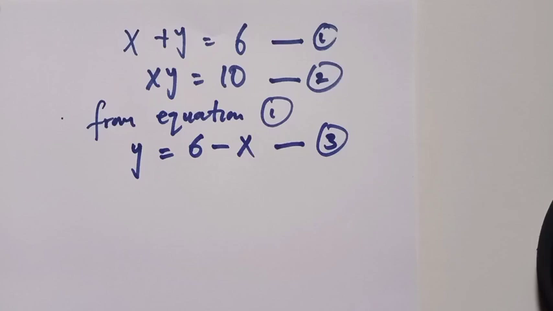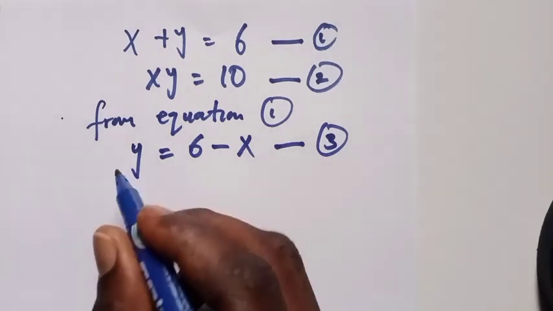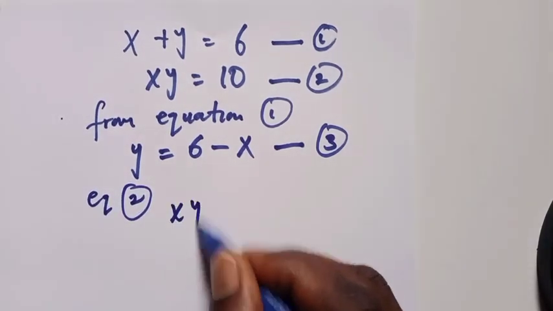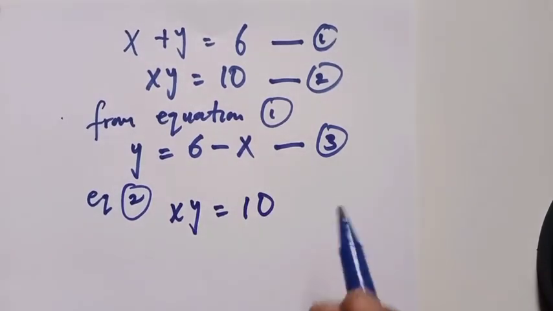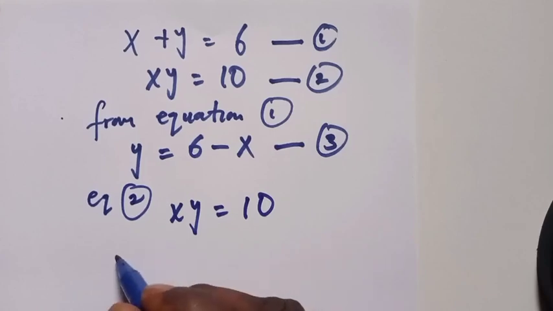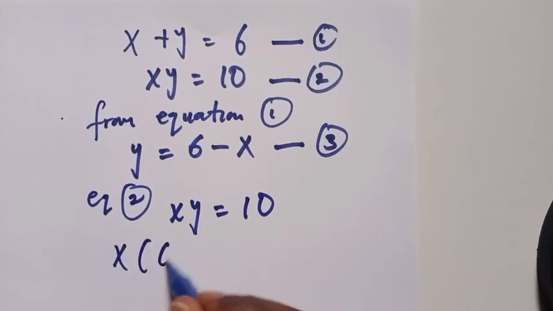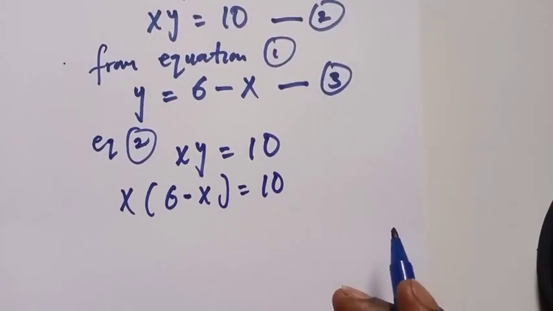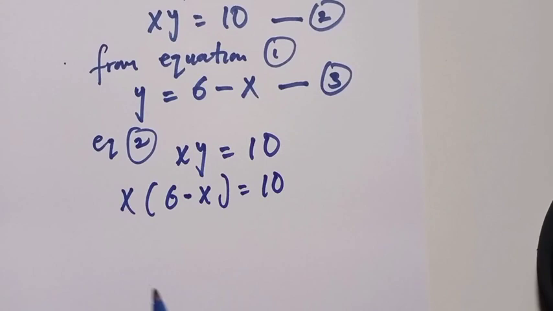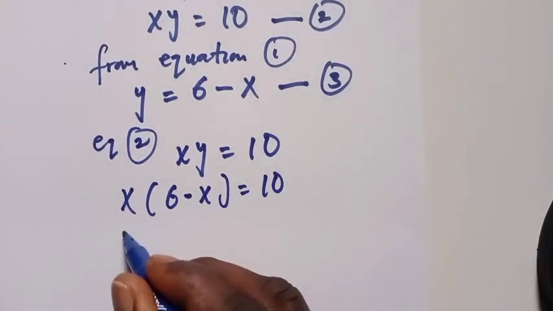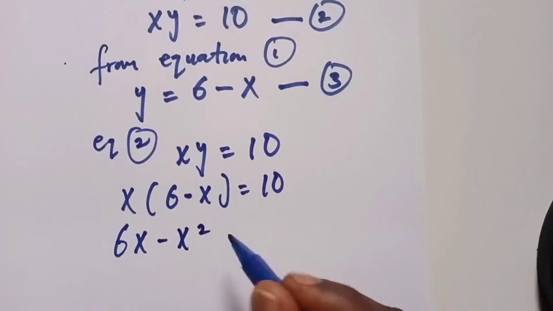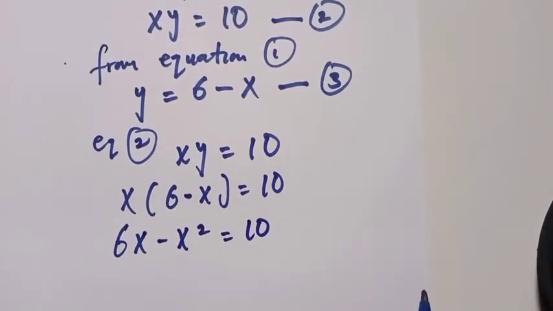From here, we are going to substitute the value of y into equation 2. Equation 2: xy is equal to 10. And when we substitute the value of y, our equation turns to x(6 minus x) is equal to 10. From here, we can expand the equation. So 6 times x will give us 6x, and then minus x times x will give us minus x squared, to be equal to 10.